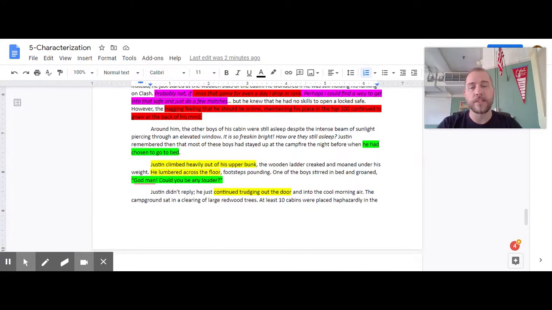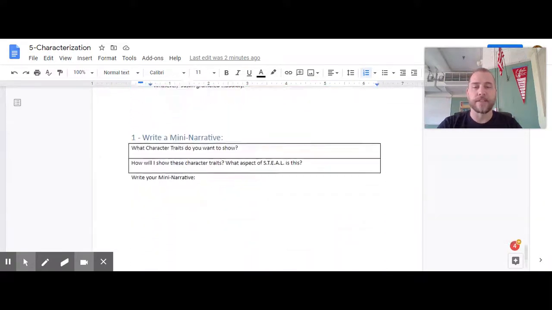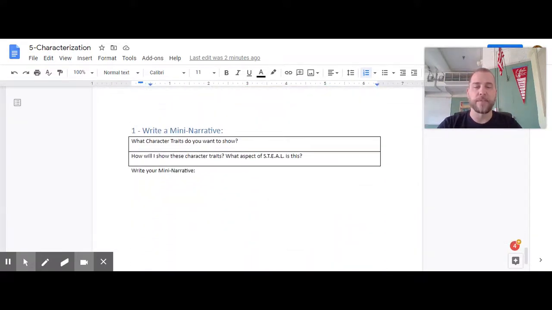And I want you to do this because I want you to make sure that you're actually putting those details into your story. And so if you scroll down to the bottom of the assignment, what you're going to find is I've given you space to write your own mini narrative. I want you to go through the same process. Think of what character traits do you want to show for this character? And then think about how am I going to show these in an indirect way? Don't just tell me that your character is these 5 things. Show me that they're the 5 things.